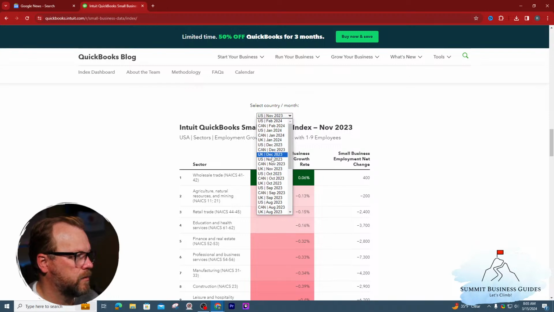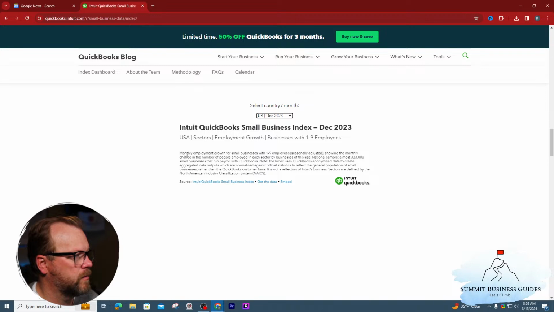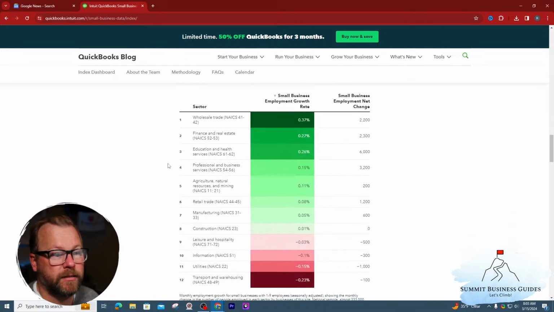December, let's see if we see a bump here. Yep. And that shows on the previous data that we had. Remember when we looked at that first one where they talked about the job growth? This would make sense. And then where they got it was in wholesale trade, finance and real estate, hired some teachers, and health services as well, professional, agricultural, but transport and warehousing continuing to take a hit.